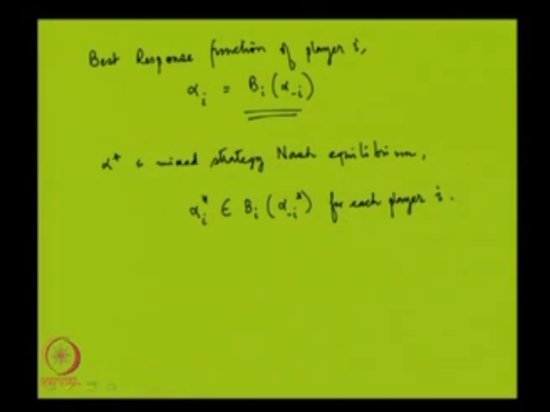For each player I, the mixed strategy which we get from this alpha star must belong to his best response function, given the other players are playing alpha not I star. So this is the basic idea. Now, we shall try to find out in concrete situations how mixed strategy Nash equilibria are derived, are calculated.